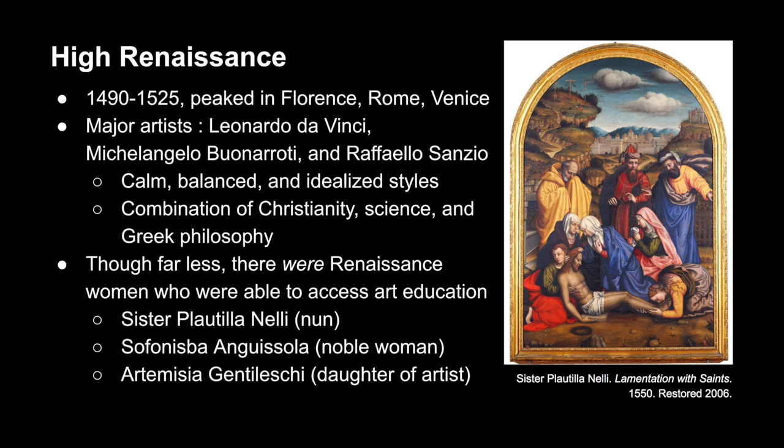So the Renaissance peaked about 1490 to 1525 in what was called the High Renaissance. This was in Florence, Rome, Venice, with the major artists being Da Vinci, Michelangelo, and Raphael. These artists maintained calm, balanced, and idealized styles, and they also utilized a combination of Christianity, science, and Greek philosophy.